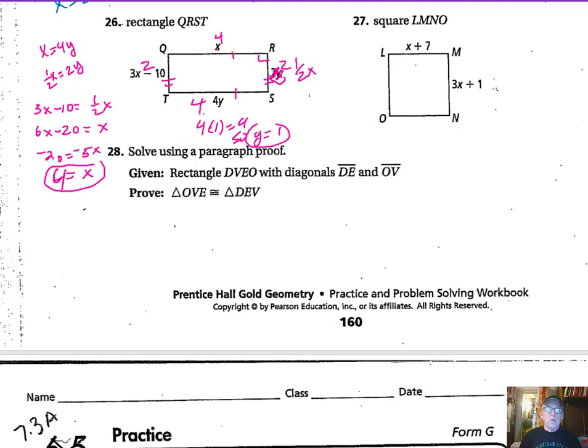Let's look at the next one over here. We got a square. So all sides in the square are congruent. So these two can be set equal to each other. X plus 7 has to equal 3x plus 1. Take away x from both sides, 2x, and then take away 1 from both sides is equal to 6. Divide by 2, x is equal to 3. So if x is equal to 3, that side's a 10. 3 times 3 is 9, plus 1 gives you 10. So those side lengths are 10.